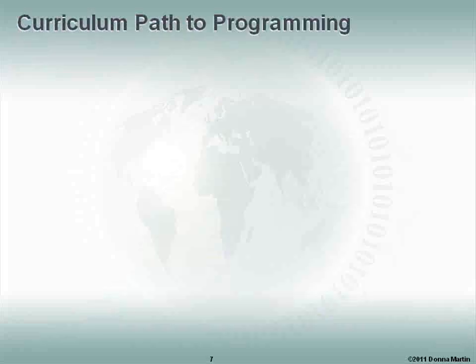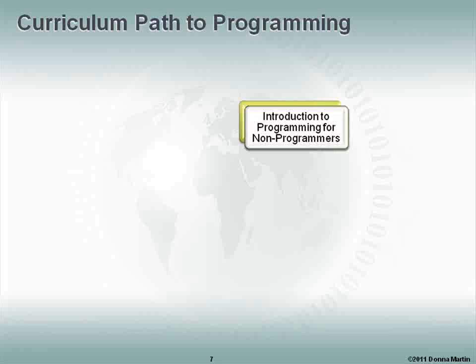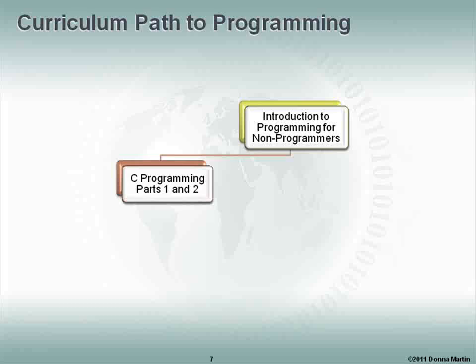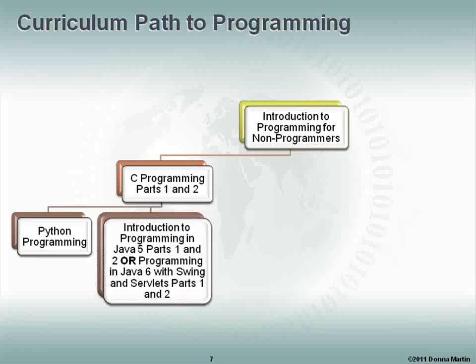Now, for those of you who are interested in pursuing more training on programming, which is what we're assuming since this is an introductory course, here are some options for you to consider. You start with this course, the Introduction to Programming for Non-Programmers. That's going to prepare you to move on to the C course, which has a Part 1 and a Part 2. And then if you're interested in moving on to Python, you could do that as well. It has a prerequisite of C.